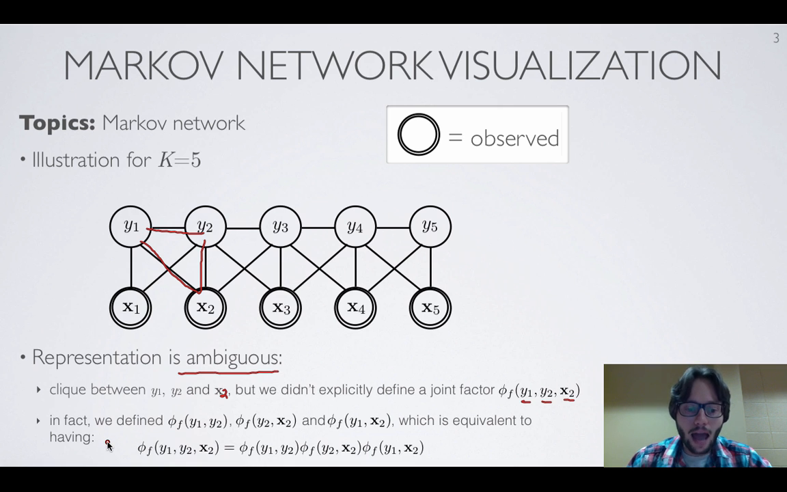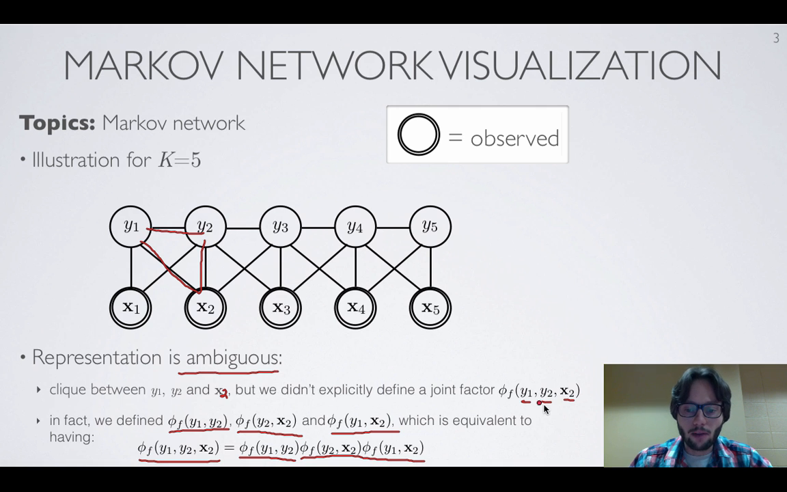But in fact, in my actual model, all I had was three factors, one between y1 and y2, another one between y2 and x2, and another one between y1 and x2. And in some sense, it's as if I had just a single factor between y1, y2, and x2, which was the product of my simpler factors: the factor between y1 and y2, times the factor between y2 and x2, times the factor between y1 and x2.